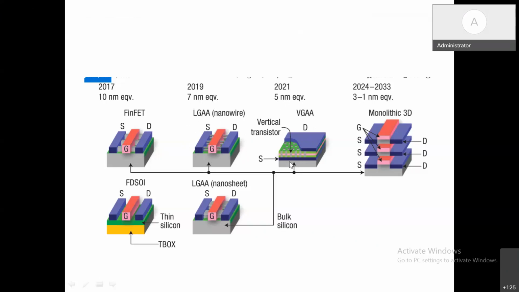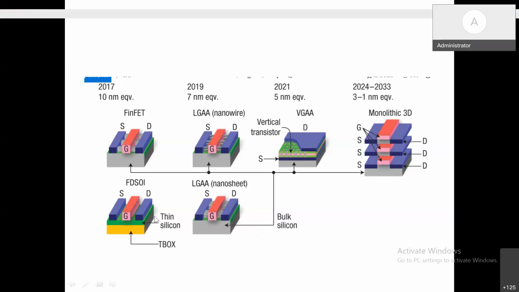Here the transistors were lateral. Here it is vertical. You can see the layers there. From 2024 to 2033, the expectation is 3 to 1 nanometer. Here the stack looks like this, a monolithic 3D. You can see the gates, then this is the source and drain, so a stack of layers. That is the technology we are trying to talk about. This is a nanowire. This is a nanosheet.